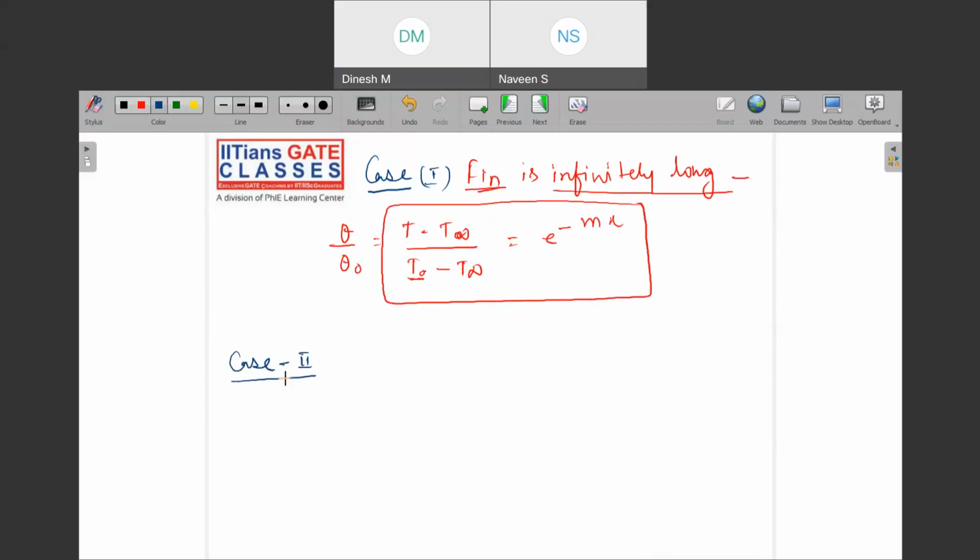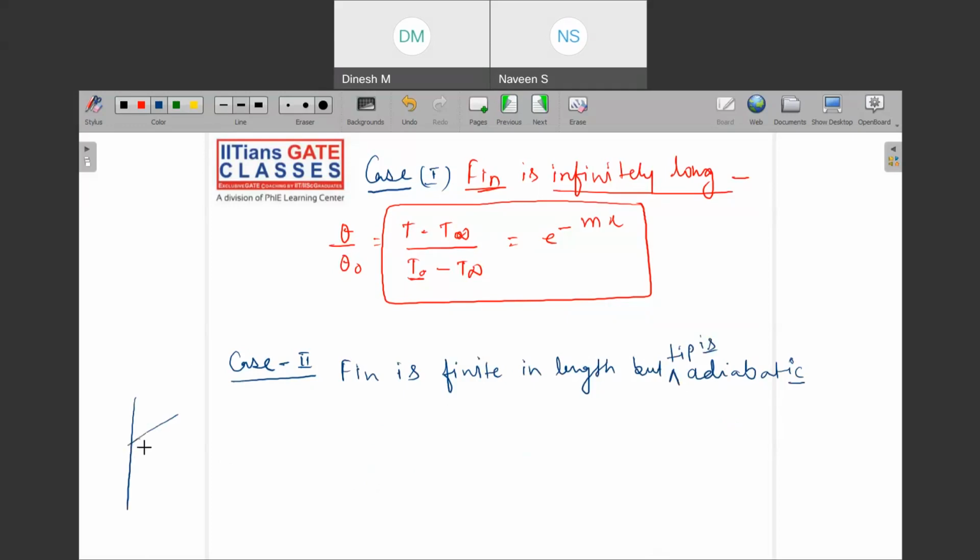Then you have case 2. Case 2 is a fin that is finite in length, but adiabatic. Then what happens when your fin is finite in length but adiabatic? Adiabatic means the tip is adiabatic, which means your fin is insulated at the tip.